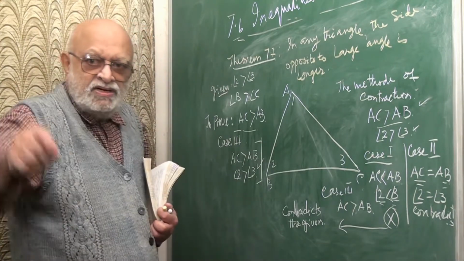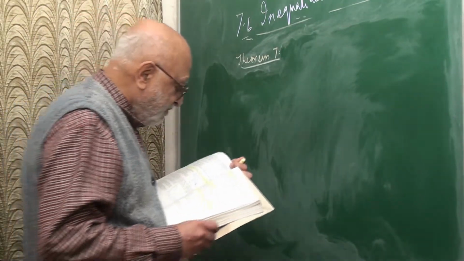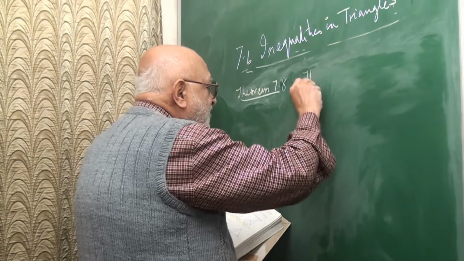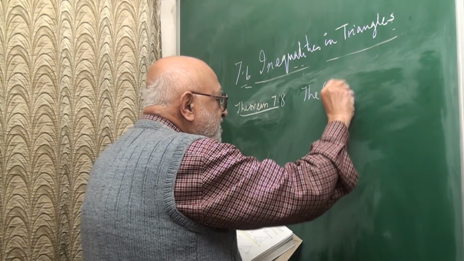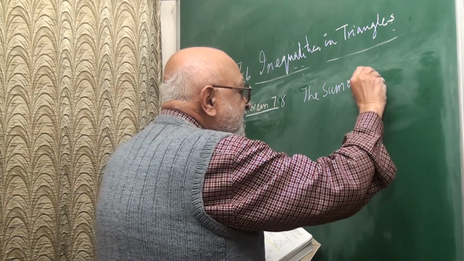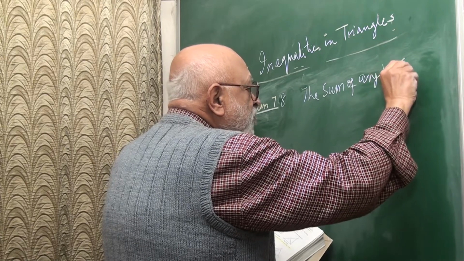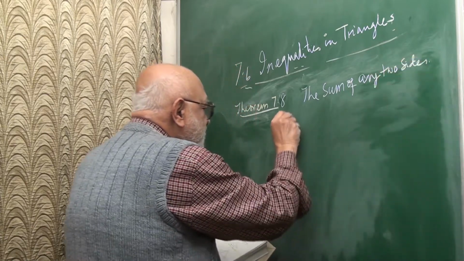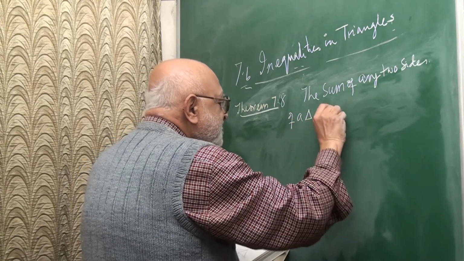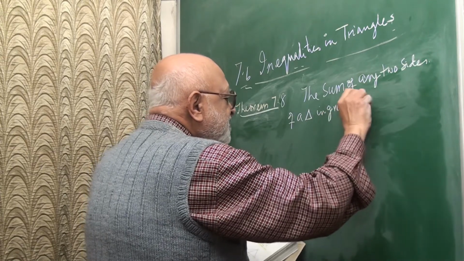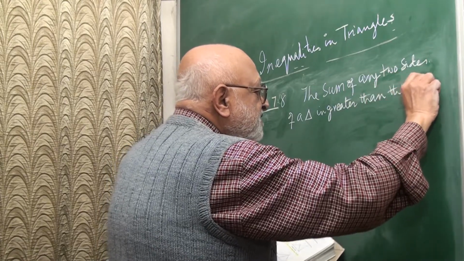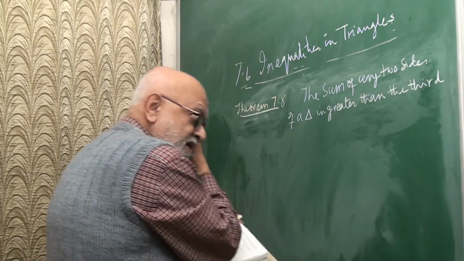So we are going to the next theorem, which is 7.18, and 7.18 says the sum of any two sides of a triangle is greater than the third. Let us understand this theorem.